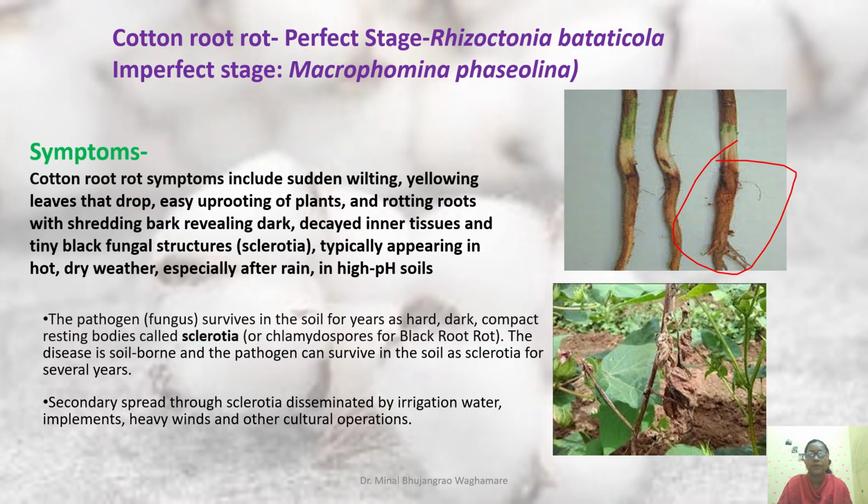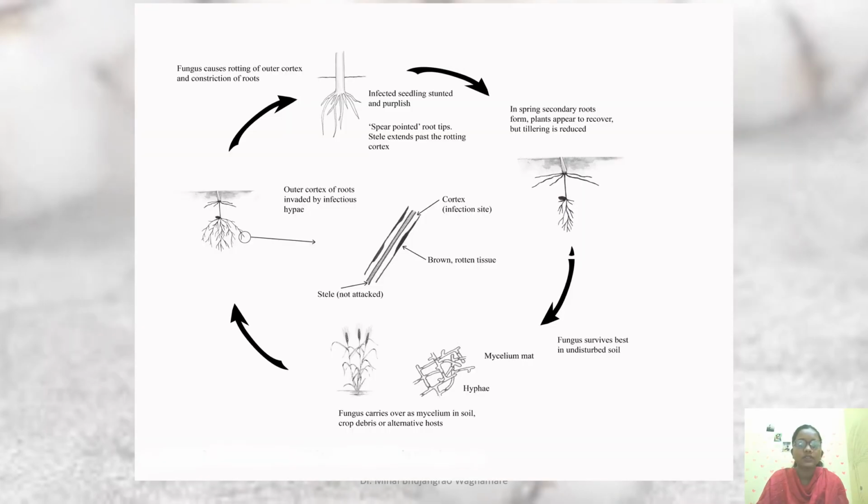And generally this disease appears during hot and dry weather, and especially after the rain in high pH soil like alkaline soil. In this, the pathogen will survive in the soil for years and years with the help of sclerotia, and it germinates and leads to secondary infection during favorable conditions. We can see the hyphae present here, and sclerotia will be the secondary infection source in this pathogen.